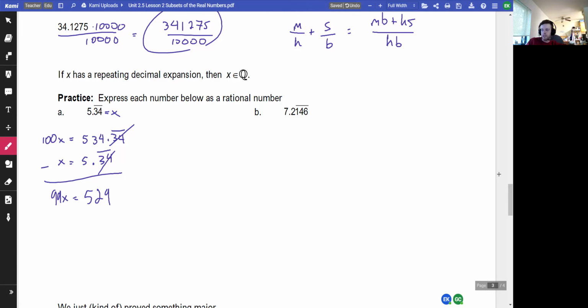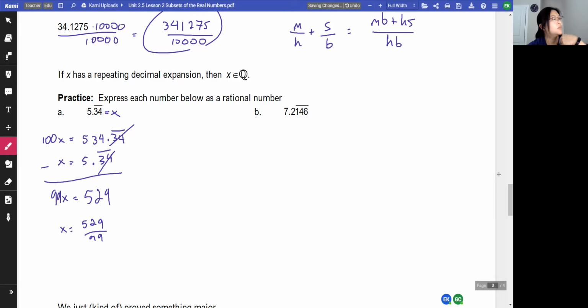The threes will cancel the fours and then everything repeating after. We just got rid of it. And I think x, 5.34 repeating, what would it be? 529 divided by 99? That sounds good.